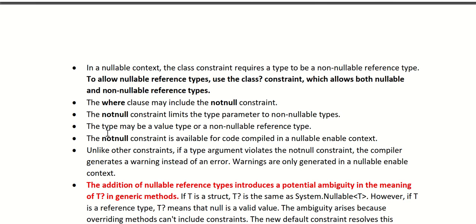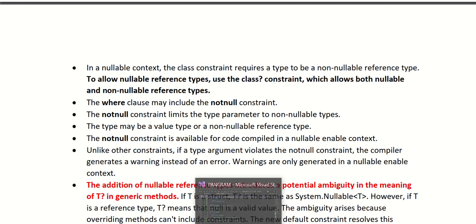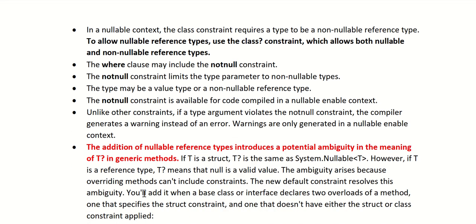So the not null constraint limits the type parameter to non-nullable types. The type may be a value type or a non-nullable reference type. The not null constraint is available for code compiled in a nullable enable context. There is a feature of enabling nullable context using the regions basically. Hash nullable enable equal to true, and then using the hash region you can reset it. So there is a construct that you can make use of.